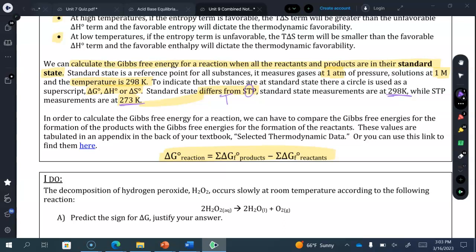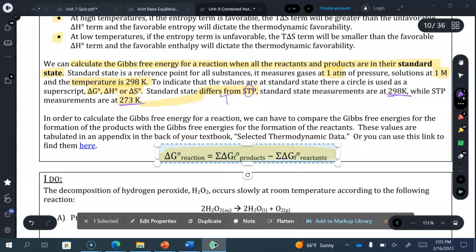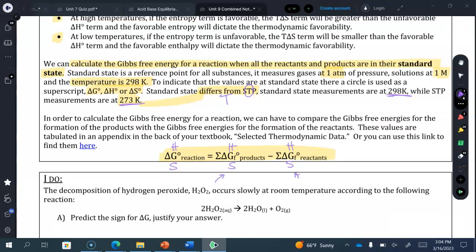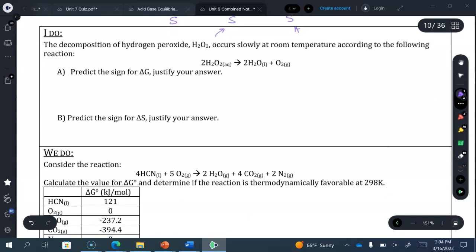So here's the equation. Notice that this is very similar if we just subbed out H for these, or S, which we just talked about recently. They're all very similar equations because they're all state functions, meaning we don't care about the path, just where we started, our reactants, and where we finished, products. Okay, so let's look at an example.